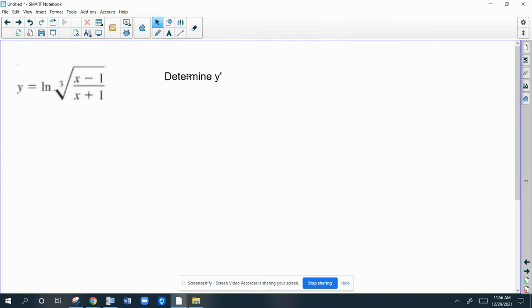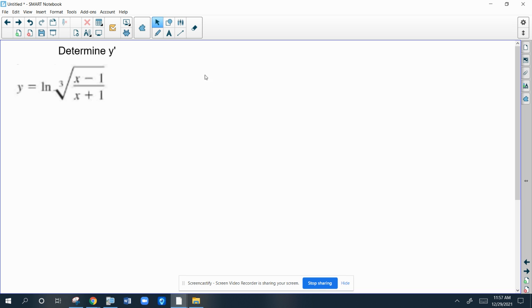Okay, so here's a more complicated derivative of a natural log, but it's really not that complicated at all. It may be easier than the last one if you watched the last video, because here we're going to apply properties of logs.